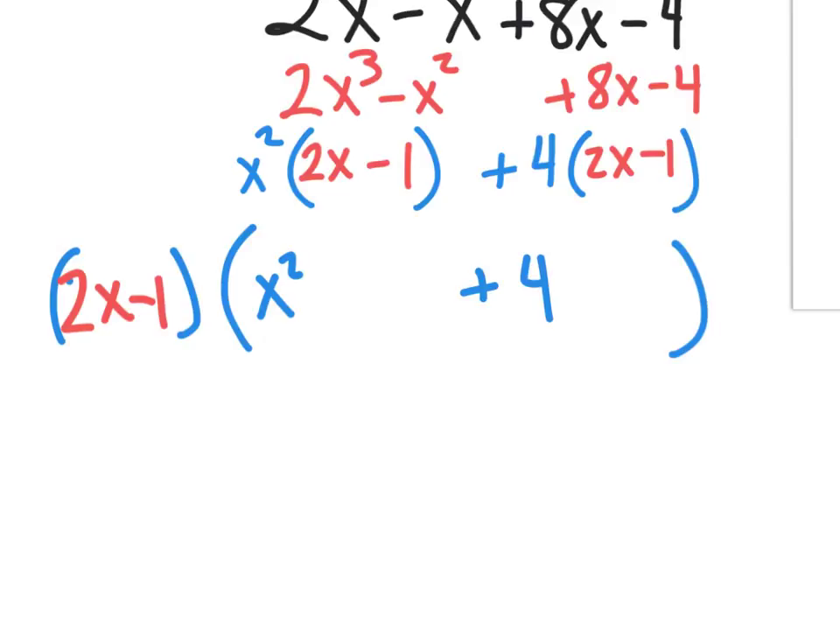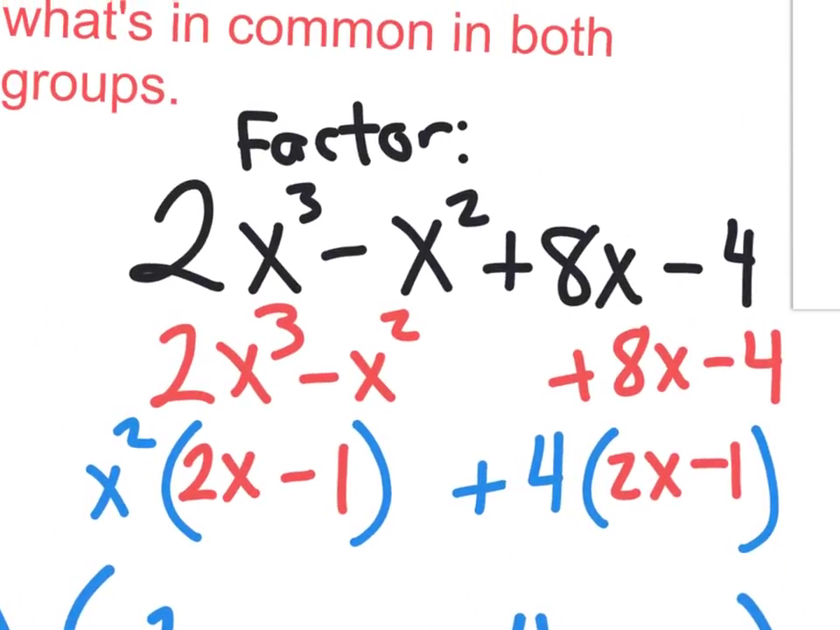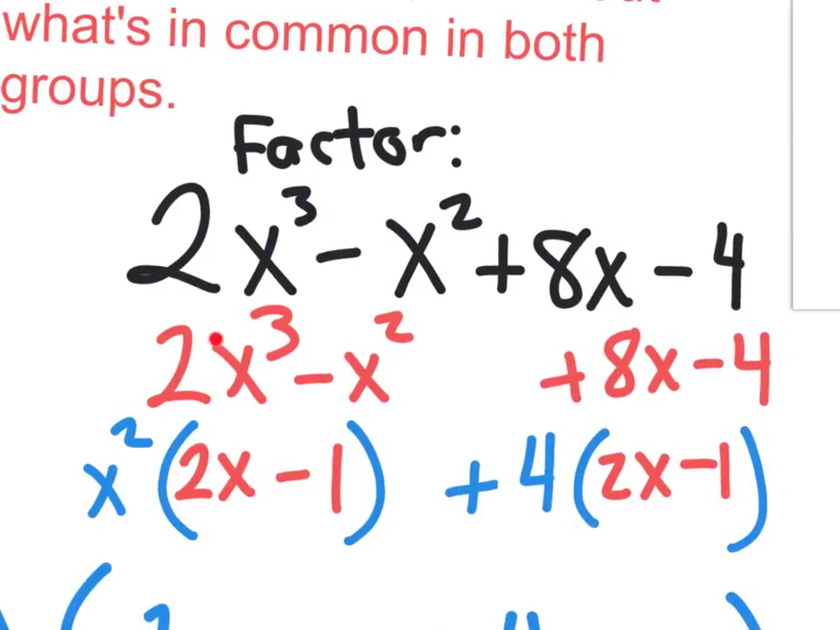So once again, the third step. Here is what I had. I had the first group, second group. I pulled out an x squared. I pulled out a 4. That's step 2. Now step 3 is to take a step back and pull out what's in common in the first group and in the second group. Well, what do I have in both groups that's identical? This red binomial, 2x minus 1.